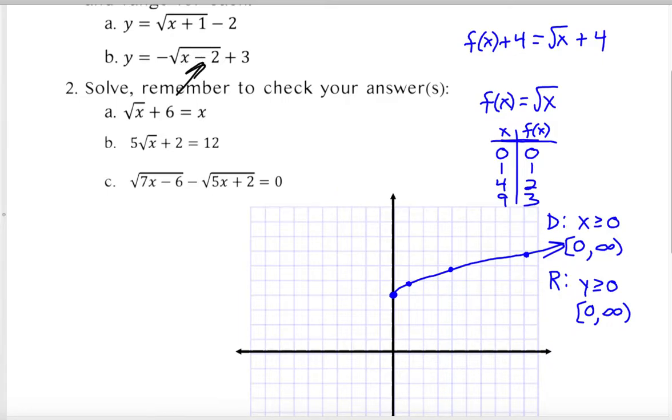This one, with a minus 2, means I'm going to shift it 2 to the right, and then everything will go up 3. So I'll just do a quick sketch without plotting all the points. Let's just get all these points out in here. For the first one, the square root of x plus 1 will shift it 1 to the left. And then the minus 2 will move everything down 2.